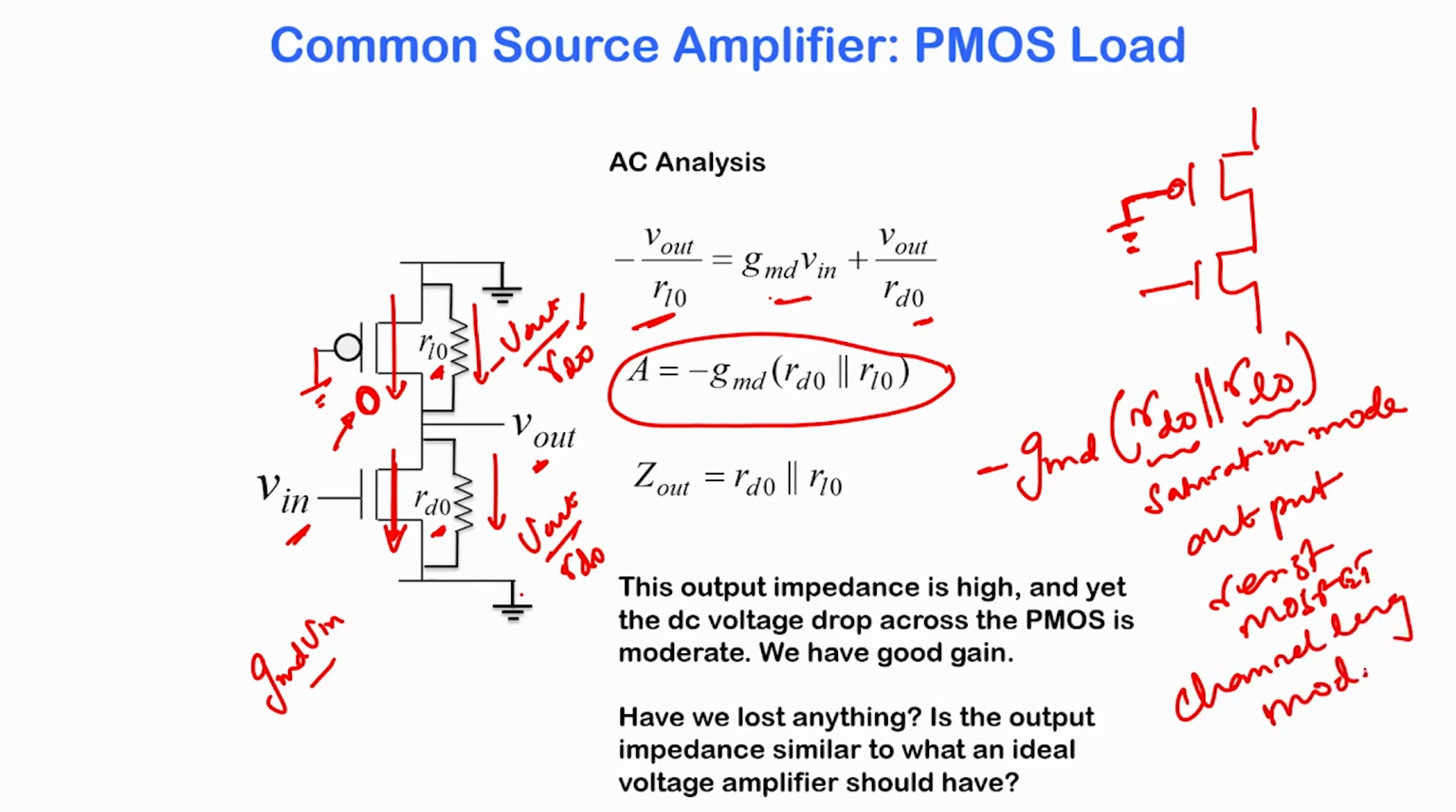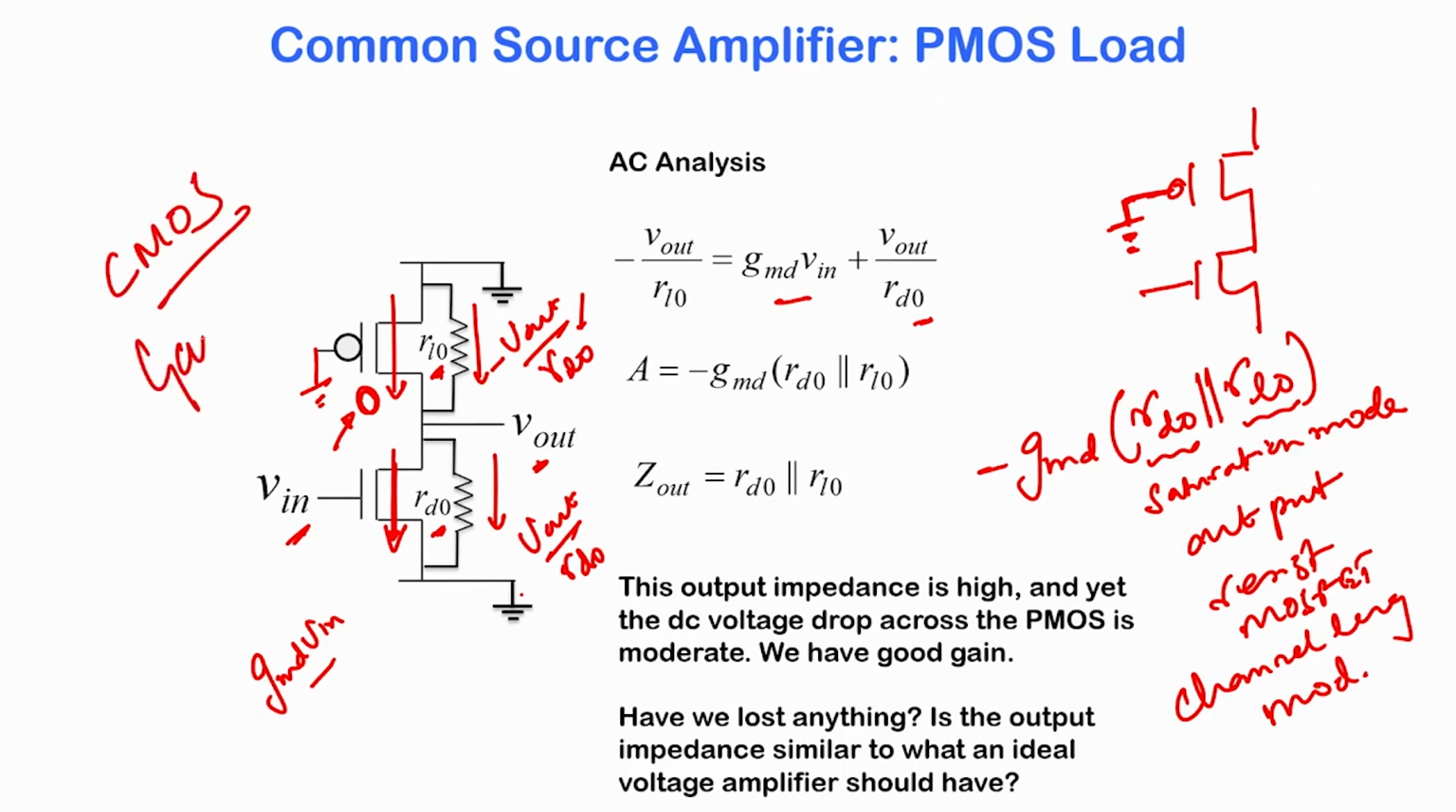So, if we say that there is no channel length modulation, then this becomes infinite and that becomes infinite, and the gain is theoretically infinite. So, CMOS technology can give you very high gain. Okay. So, that is why it is desirable to have CMOS technology. It can give you high gain.